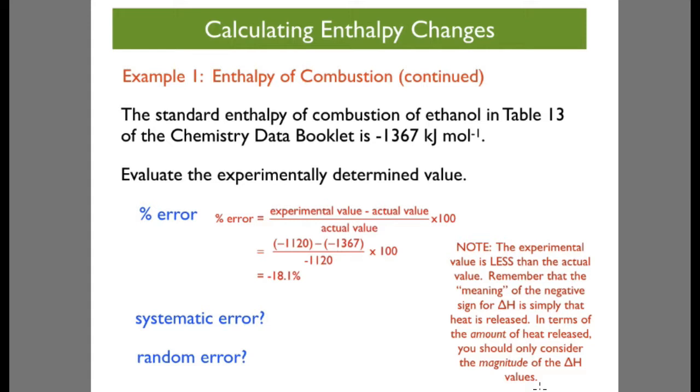The standard enthalpy of combustion of ethanol in table 13 of the chemistry data booklet is minus 1367 kilojoules per mole. Evaluate the experimentally determined value. So what's the percent error, in other words? Well, we know to calculate percent error is the experimental value subtracted the actual value, divided by the actual value, times 100. So stick in the values and you'll get a percent.